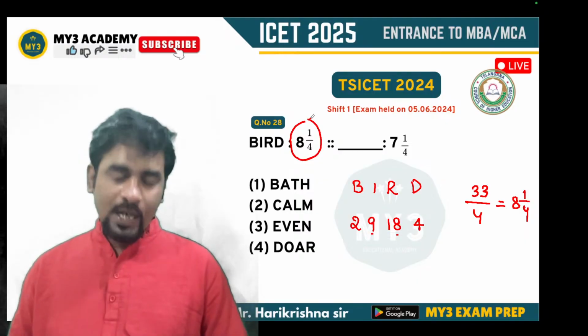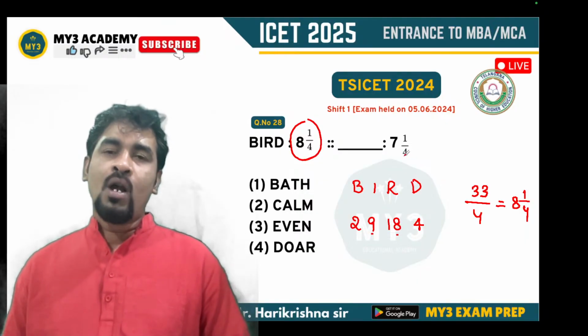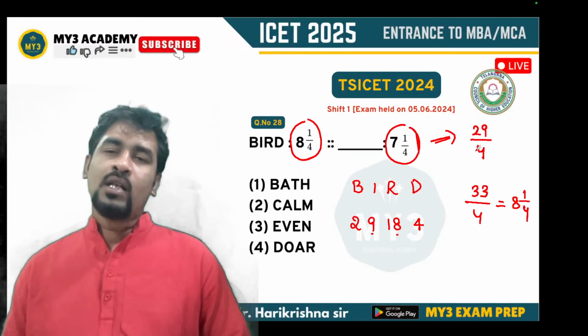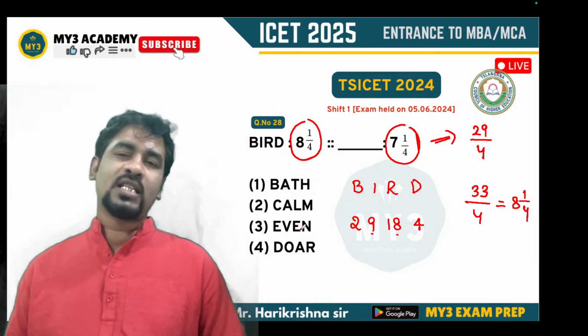So which of the following options will give 7 1 by 4? What is 7 1 by 4? 7 1 by 4 means 7 4s are 28. 28 plus 1, 29 by 4. So 4 letters should come. All the options are 4 letters.